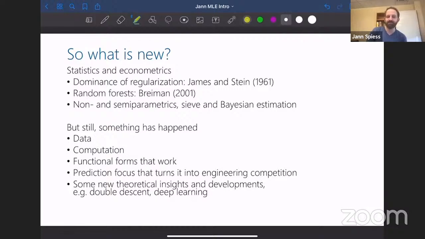Second, the ability to actually compute those things and to actually fit a neural network, for example, or to even work with very large data sets on either a server or your local machine. And then also just innovations in functional forms we use. So neural networks, for example, have been around for a long time, but only with this combination of data, computation, and specific functional forms that actually work for specific tasks have they become as successful as they are these days.